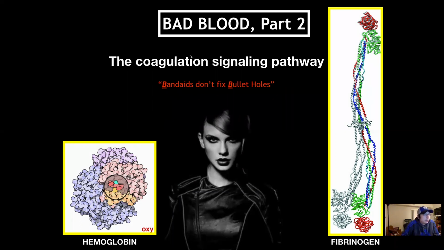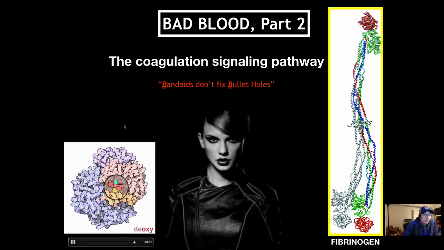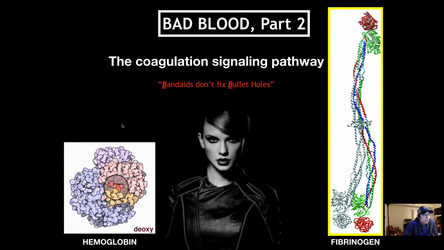Today we'll be talking about the blood coagulation signaling pathway. Early in the semester, we talked about a different aspect of blood, which was the use of hemoglobin, which functions as a tetramer to reversibly bind oxygen in a cooperative manner using this porphyrin ring.